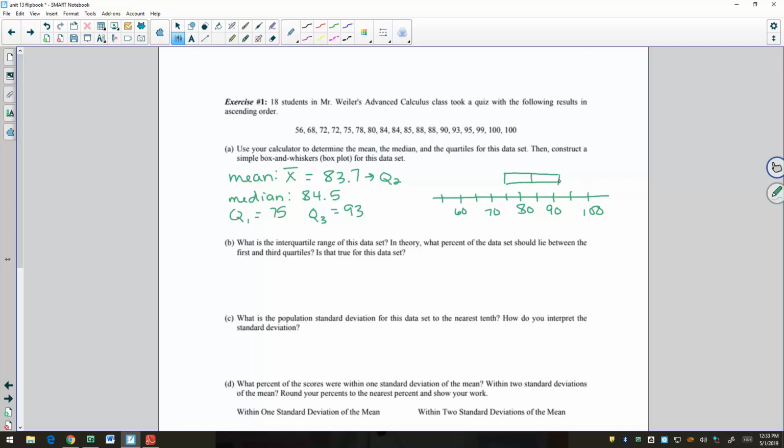And then your whiskers go at your max and your min. Your max was 100, your min was 56, and you connect them to the box. So there you go, there's part A.